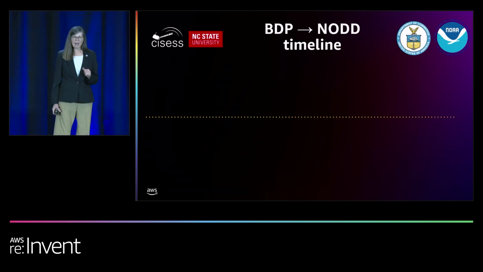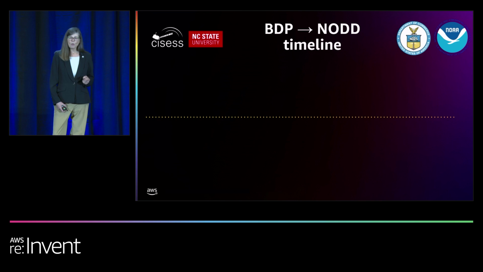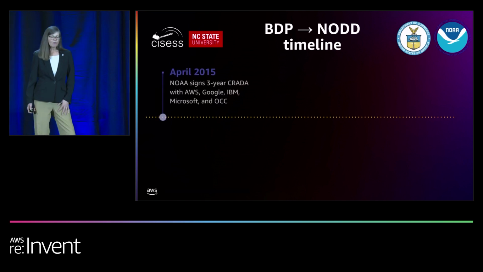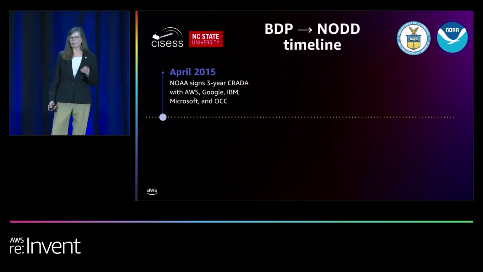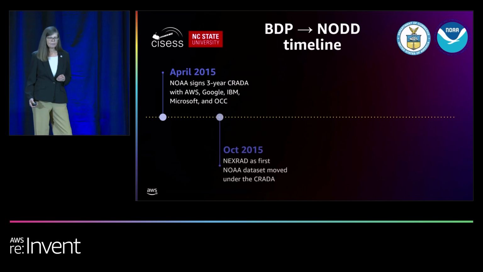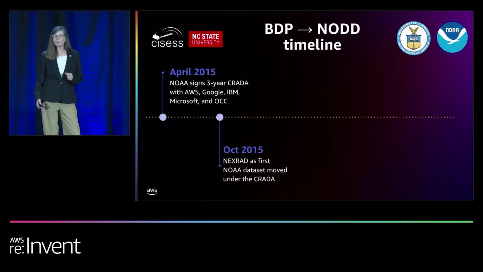A recurring timeline will be helpful in understanding how the Big Data Project, or BDP, which began in April 2015, became NOAA Open Data Dissemination, or NOD. After a formal process, NOAA signed 3-year, non-competitive, cooperative research and development agreements, or CRADAs, with 5 partners in 2015. The CRADA phase resulted in more than 150 data sets via the cloud, including NEXRAD Next Generation Radar.